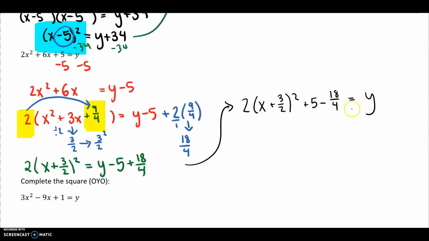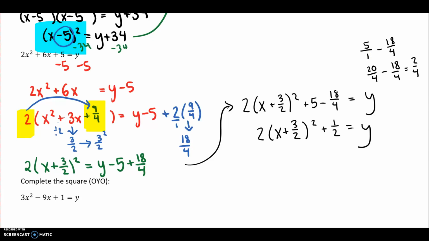Okay, so what's 5 minus 18/4? I'm going to pause the video just to do this real quickly. You can do it on your own paper. It's good practice. Okay, if you added them, you should have got 1/2. You can look at my work up here, which makes the vertex of this -3/2 and 1/2, which is why completing the square is helpful. We don't have to do anything except rewrite it in a different form, aka vertex form, to find the information we need.